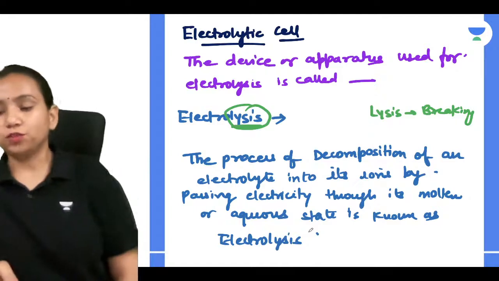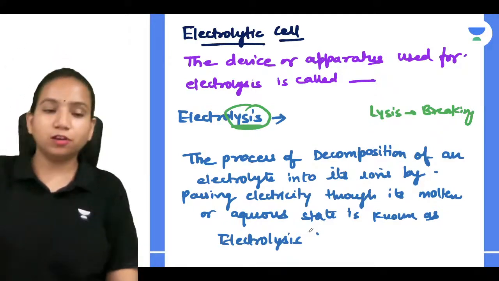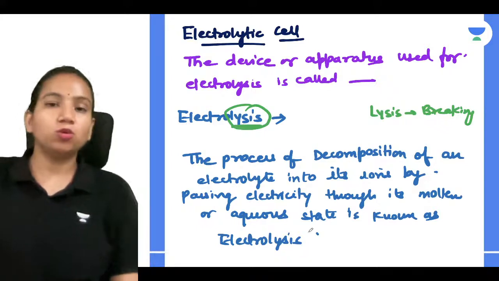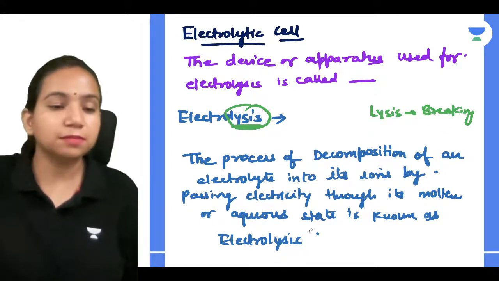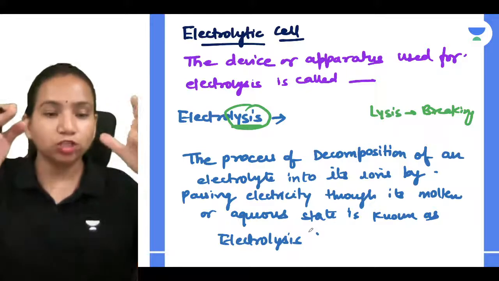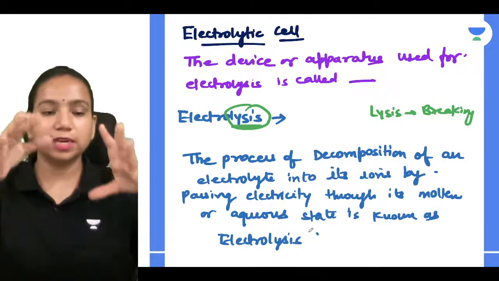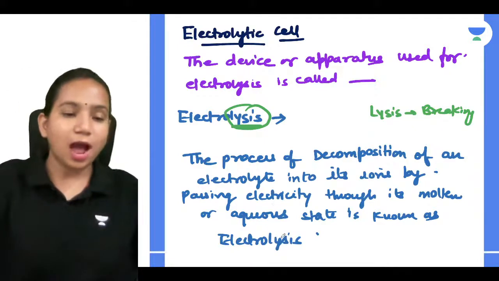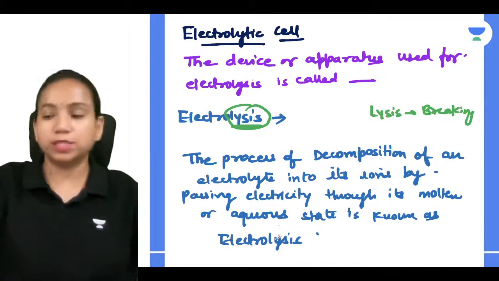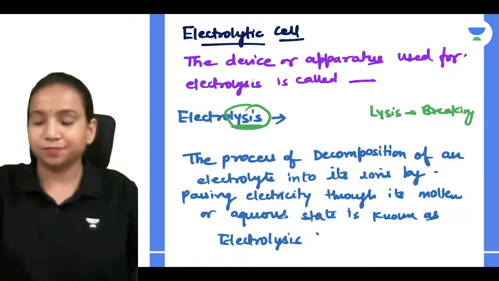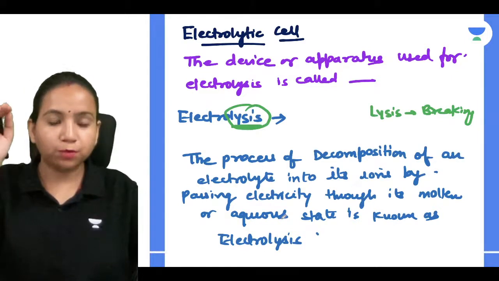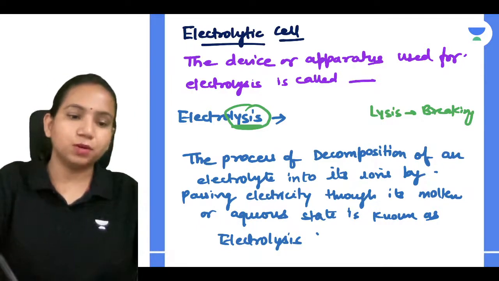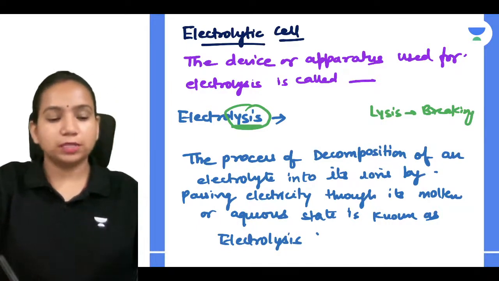Correct, guys? We have learned in the previous classes what an electrolyte is. You must have learned that in your lower classes also. An electrolyte is a chemical substance which dissociates into ions and conducts electricity in its aqueous or molten state. Very good. So how does it dissociate, guys? It dissociates with the help of electricity. It decomposes with the help of electricity. Very good. So we got to know what electrolysis is.